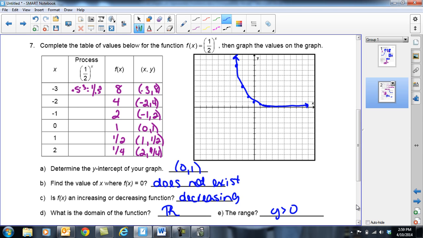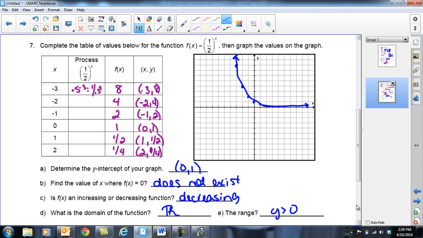This is the paper folding exercise you did yesterday, because you're cutting it in half, and then you're cutting it in half, and then you're cutting it in half, and you can cut it in half all day long, but you can never cut it in half and not have anything, because you started with something. So it doesn't exist. It's a decreasing function, like I said, because it goes down from left to right.